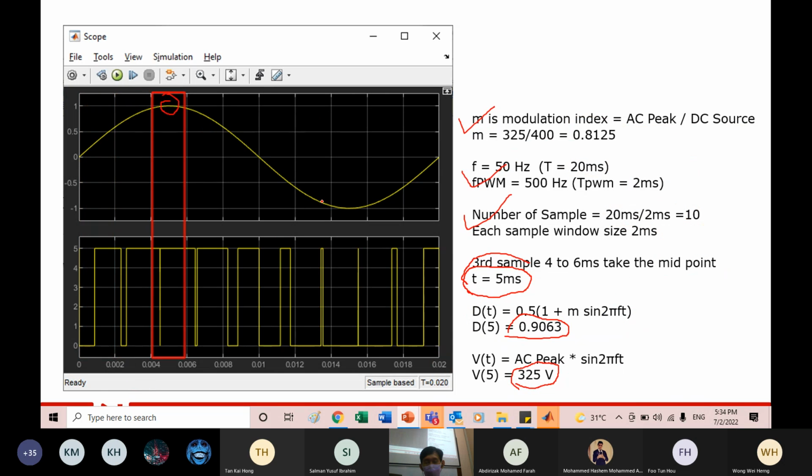Okay, so up to this point, any questions? Because it's not practical to calculate the 100 pieces, right? But at least you know these are the fundamentals. Okay.